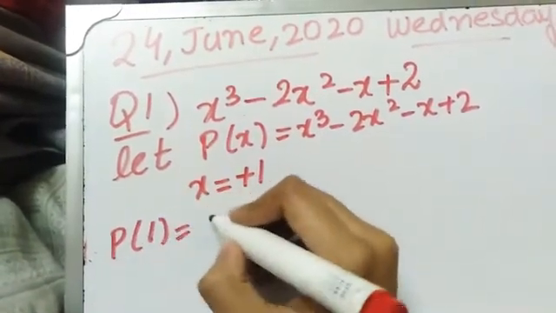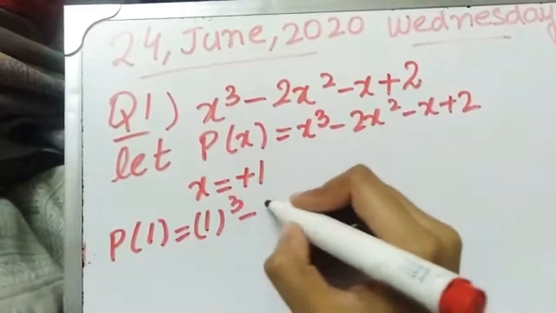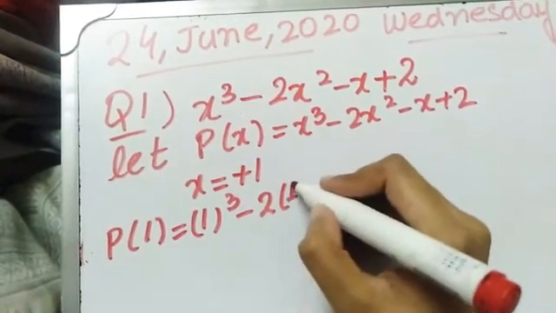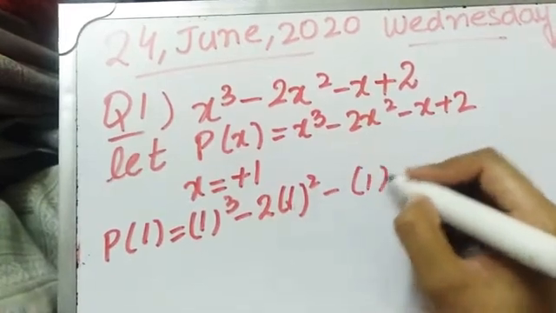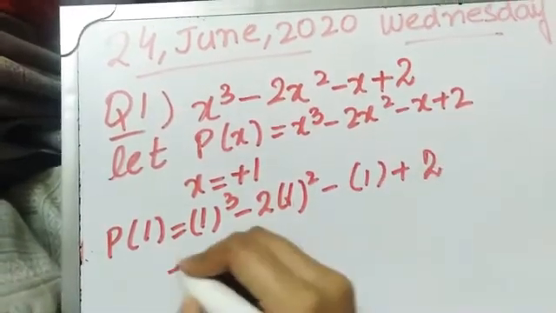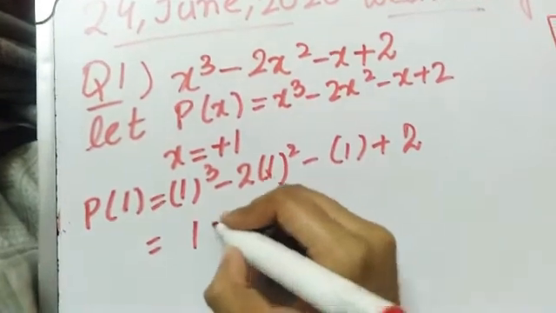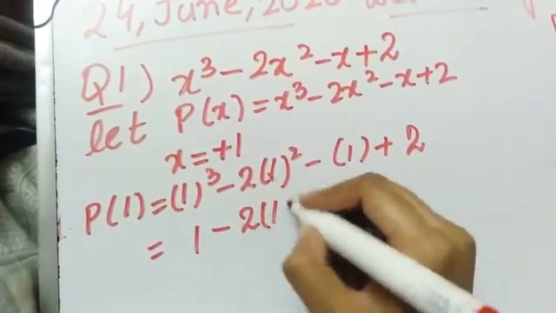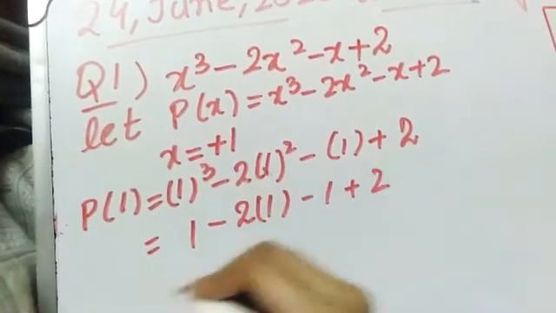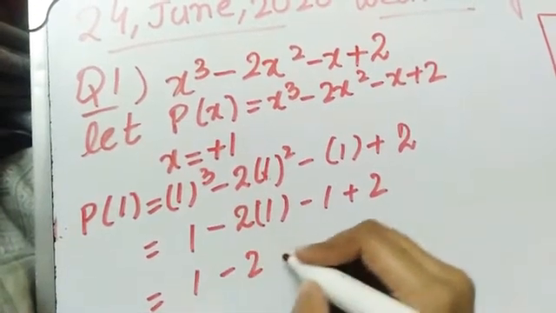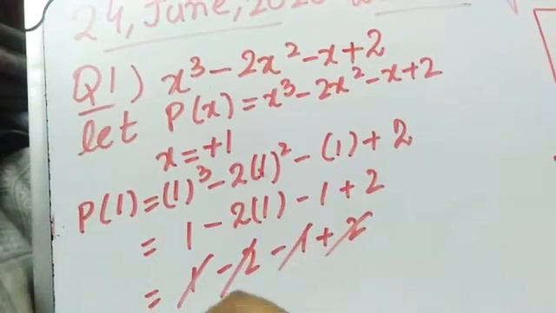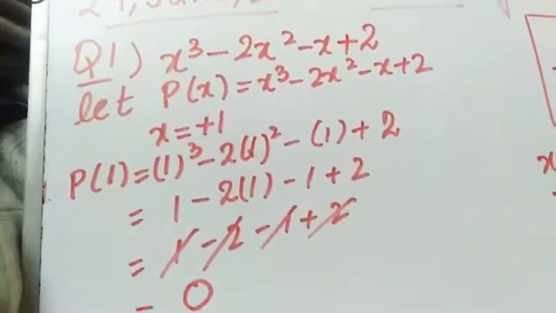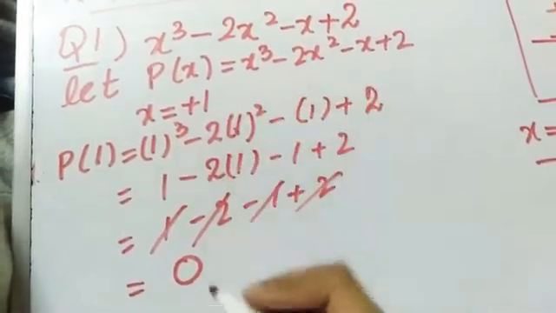So p of 1 is 1 cube minus 2 into 1 square minus 1 plus 2. 1 cube is 1 minus 2, 1 square is 1 minus 1 plus 2. So 1 minus 2 minus 1 plus 2: plus 2 and minus 2, plus 1 and minus 1, so the remainder is 0. So x equals plus 1 is a root.